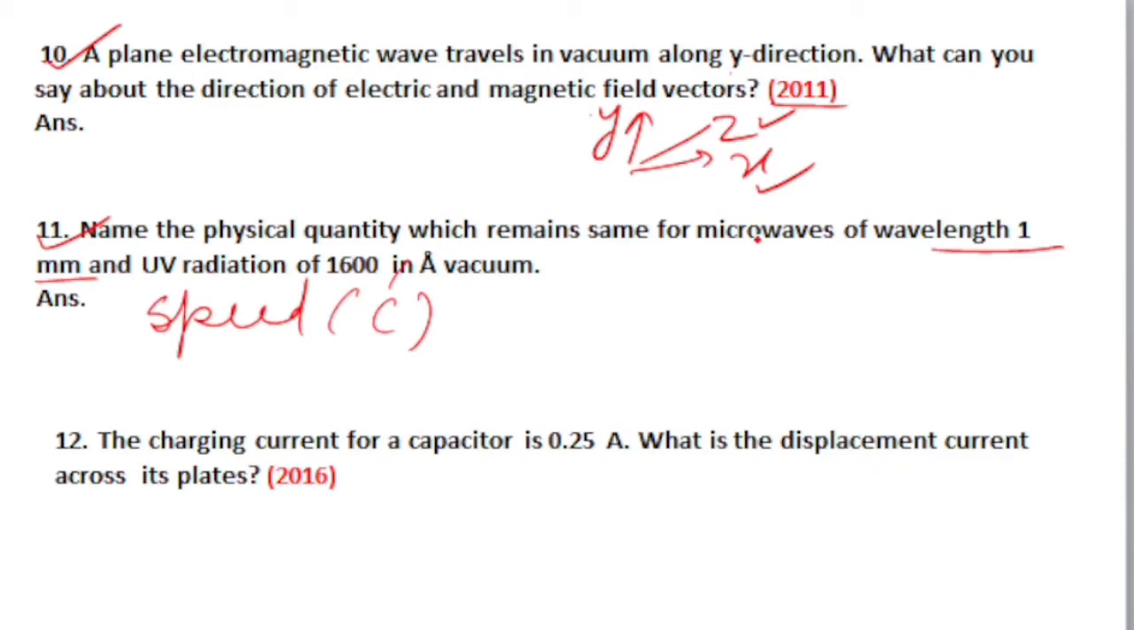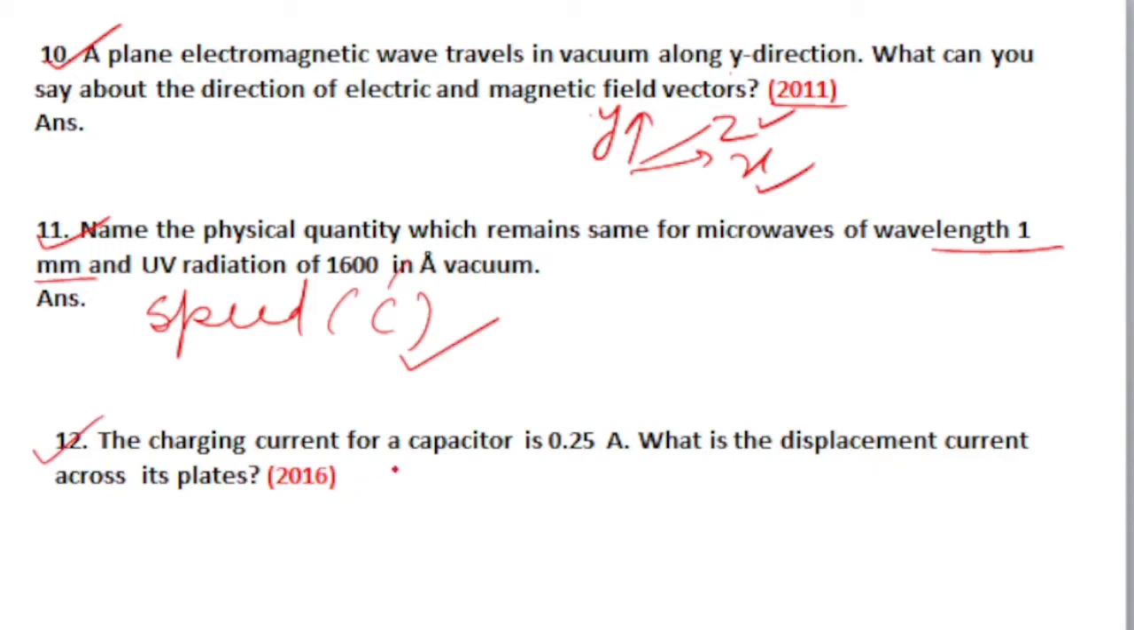If both waves, microwave and ultraviolet radiation, are in vacuum, then which quantity remains same? Wavelength is different, but speed remains same. It does not depend on the medium, right? Now next, question number 12.